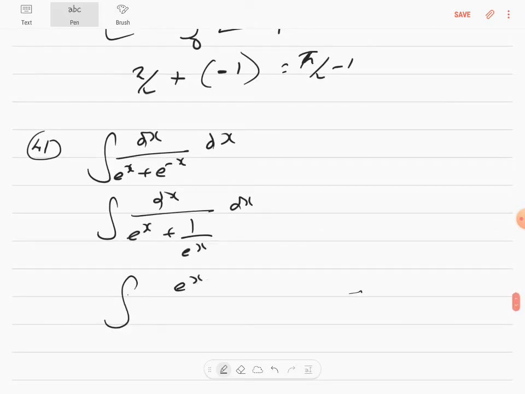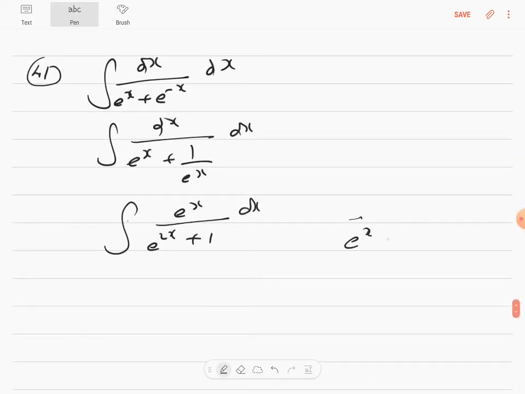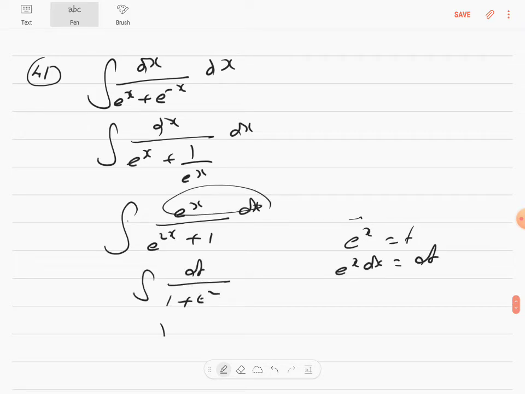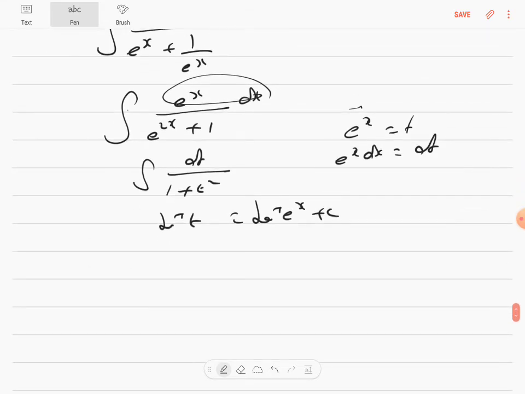You can bring an e to the power x, e to the power 2x plus 1 into dx, so that e to the power x as t, e to the power x into dx will become dt. So it will be dt by 1 plus t square, which is tan inverse of t, which is tan inverse of e to the power x plus c. It's indefinite, so you can leave it like that.